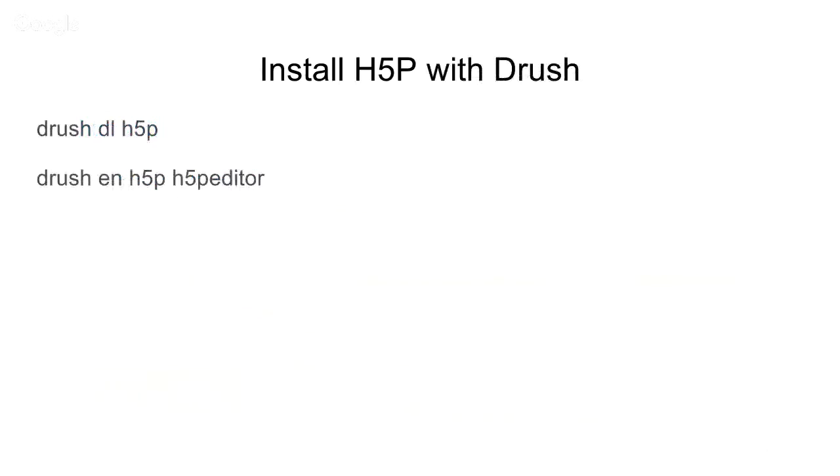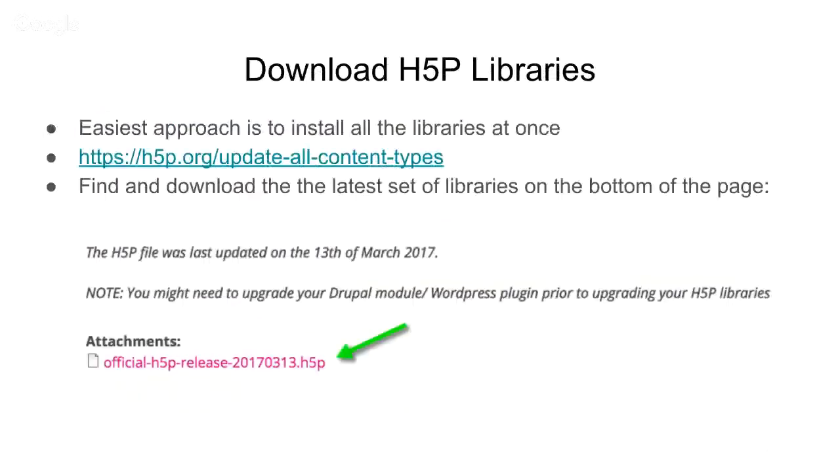And for those who want to do it in Drush, there are the Drush commands. Once you've done that, you've now got to download the H5P libraries. And the easiest approach is to install all the libraries at once. You can do it piecemeal, but it doesn't take long at all to install everything at once. So if you go to that link down at the bottom of the page, a .h5p library that I've pointed to here, this is, as of this week, the latest version. So I would download that to a local place on your server.